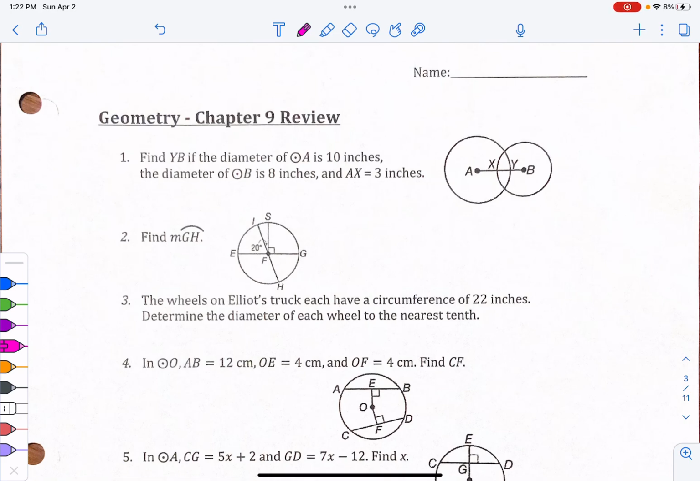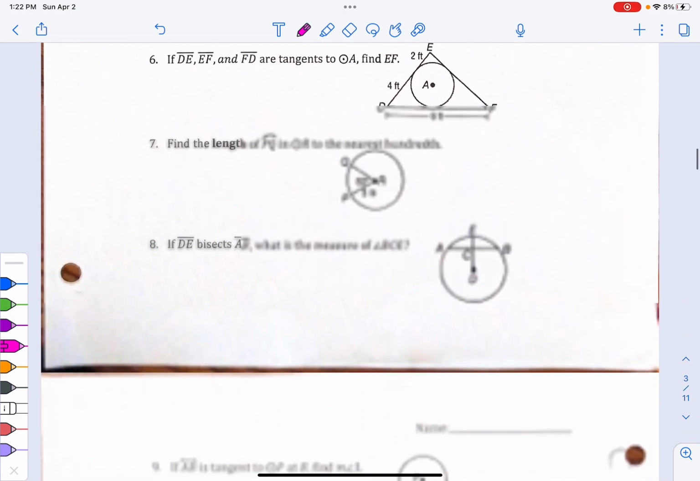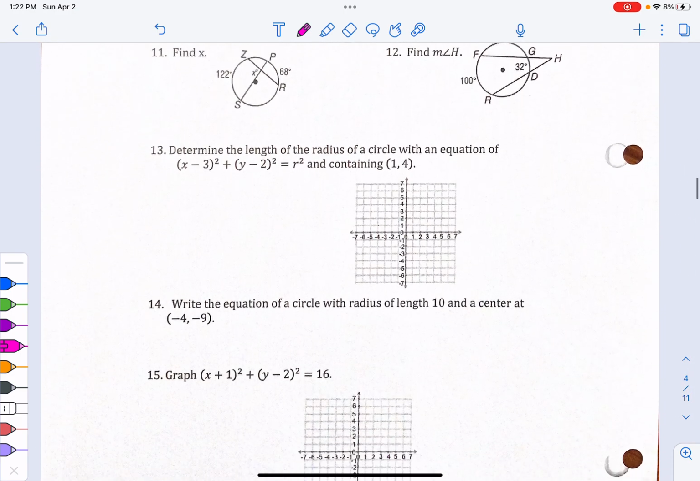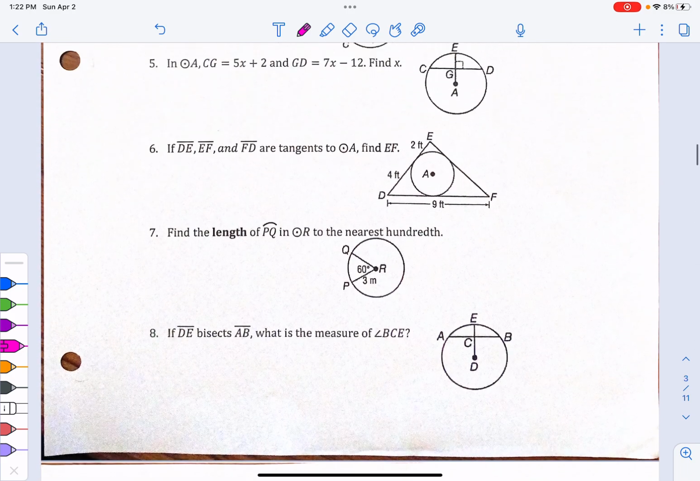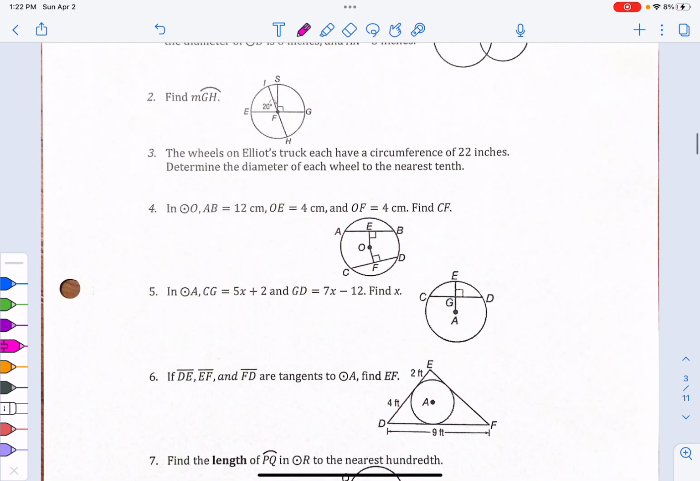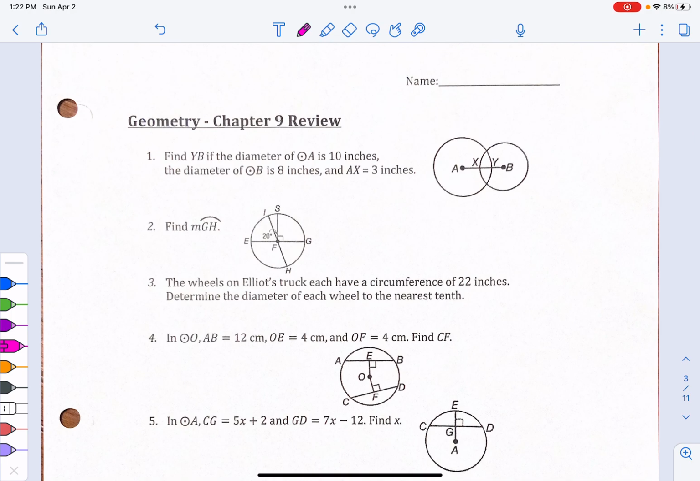Okay, geometry, we've got a short chapter 9 review today. I think there's like 15 questions on this review. And then we will test over chapter 9 tomorrow and start our last chapter, chapter 10.